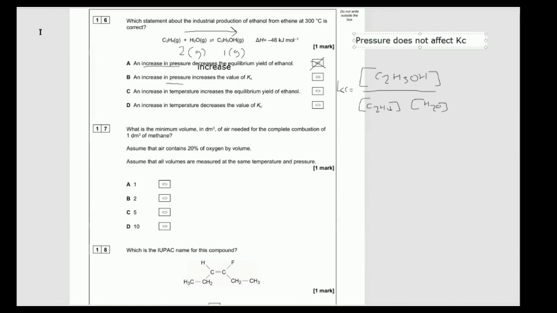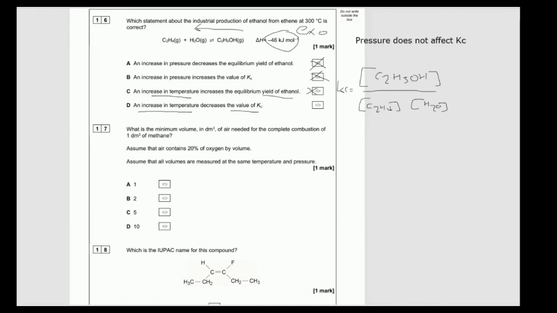That's an incorrect statement. B, an increase in pressure increases the value of Kc. Well, if you change the pressure or concentration, in this case it's pressure because we're dealing with gases, they do not affect Kc because it's just a ratio and the ratio remains the same. Even if the amounts change on either side, the ratio remains the same. C, an increase in temperature increases the equilibrium yield of ethanol. Let's check out C. It's an exothermic reaction shown by the minus sign on the kilojoule per mole. So if I increase the temperature, it's not going to move towards the exothermic side. It's going to move towards the endothermic side, increasing the amount of reactants. So it's going to decrease the yield of ethanol.